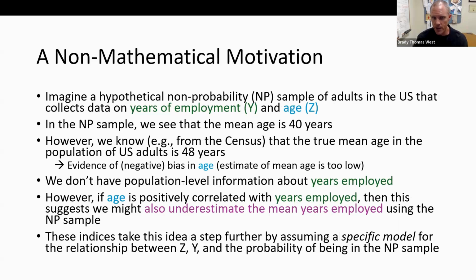You don't have any population information about years of employment. That's your key survey variable that you're trying to measure. But if you know that age is positively correlated with years of employment, that suggests that you might also be underestimating the mean years employed using the data from your non-probability sample. So these indices that I'll be talking about take this idea a step further by assuming a specific model for the relationship between Z, some variable that's available for everybody, and in aggregate in the target population, Y, some variable that you're just measuring on your selected sample, and the probability of being in that non-probability sample in the first place. So the indices use all the information that's listed here to come up with reasonable estimates of bias that can be used in a sensitivity analysis to understand the implications of non-ignorable selection.